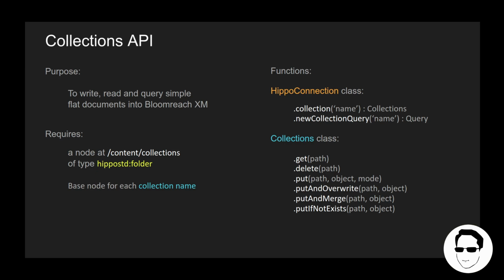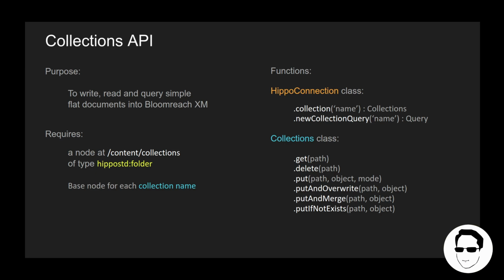You can get a collections document, you can delete it, and you can put it. There are different ways to put some information. You can put an override. This means that if a document with a name already exists, it will first be deleted before being replaced with the new values.